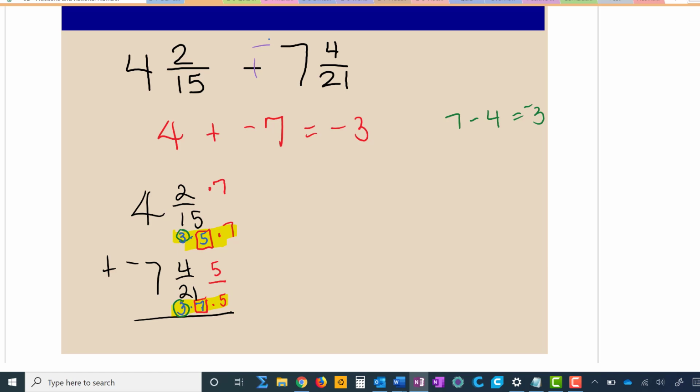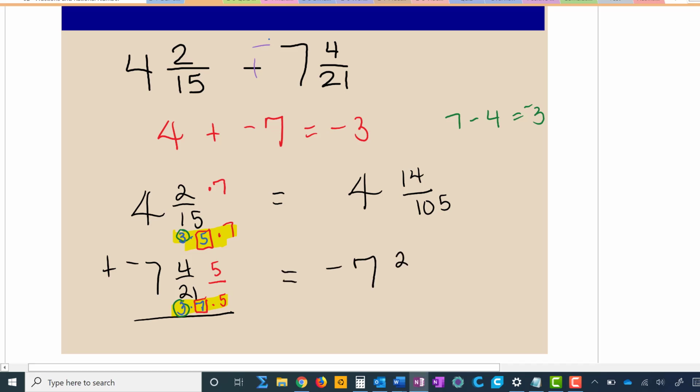Now we're going to multiply to get our common denominators. And when we do, we get 4 and 14 over 105 and negative 7 and 20 over 105. So we now have our common denominators. Now I see an issue here. Does anybody see it? 4 is smaller than 7. So we need to put these numbers the other way around. You can't take 4 from 7.